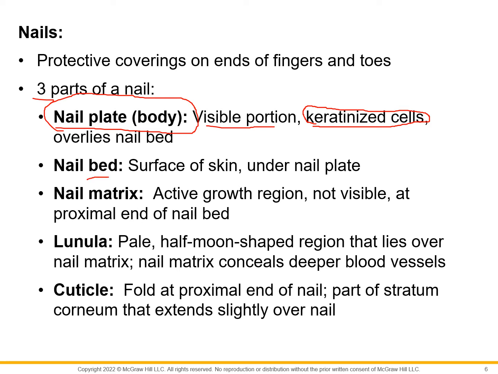The nail bed is what is under the nail plate. The nail matrix is going to be the area of actively growing cells. This is kind of equivalent to the stratum basale, and it is going to be on the proximal side of the nail, that is, closer inward, so to speak.